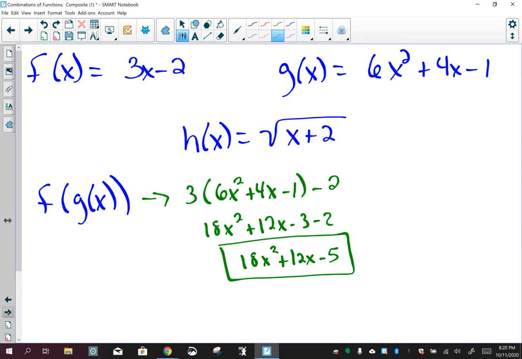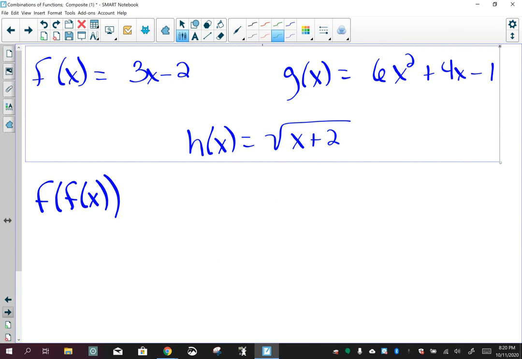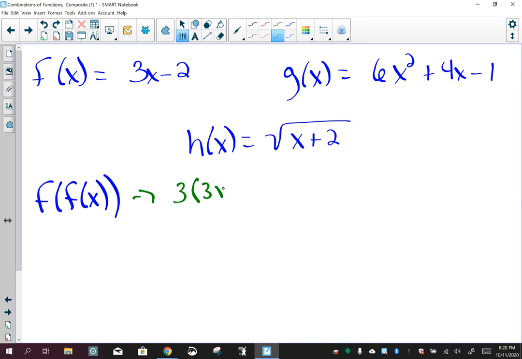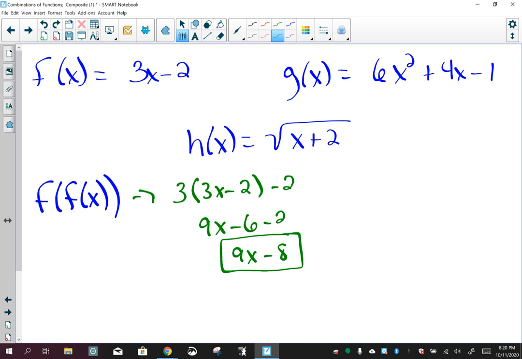And then our last one. This one's a little tricky, but notice that we're going to do the same thing. So 3 of 3x minus 2 minus 2, 9x minus 6 minus 2. So 9x minus 8. And there you go. So that is how you do those 3. All right, so that is compositions.